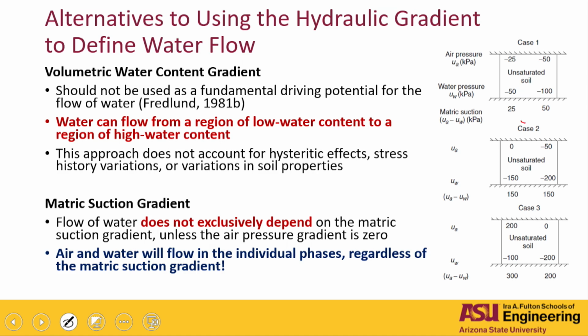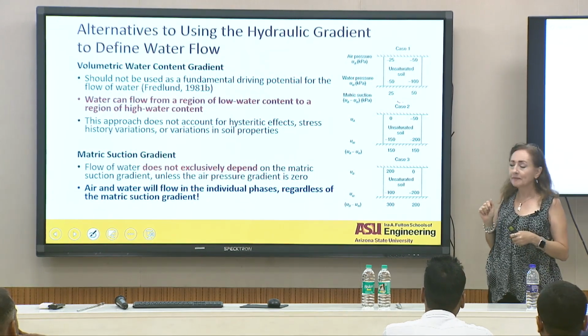Port air minus port water pressure. So if you have minus 25 minus 50, you're going to have a suction of 25. And if you have minus 50 to minus 100, you're going to have a suction of 50. In this case, you will have less suction here, high suction here. So if we use this as a gradient, the water is going to tend to go to the point where you have higher suction, right? It's going to be trying to soak water from that point to this point.